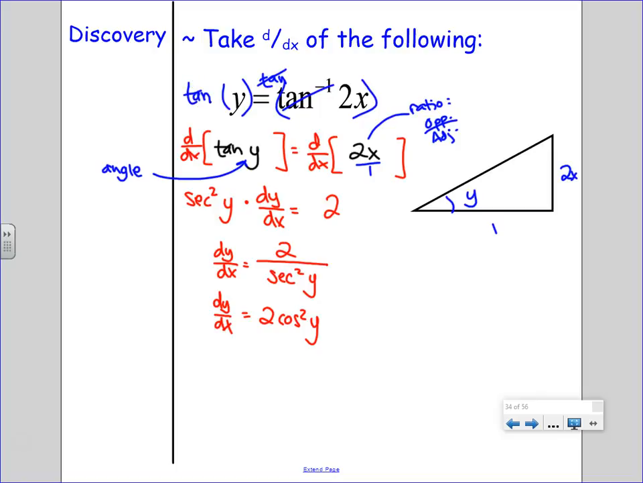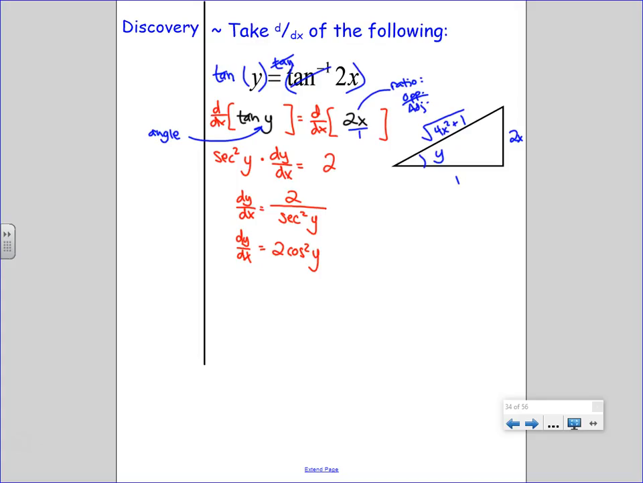How could I solve for the third side? Pythagorean theorem: 2x squared plus 1. 2x times 2x is 4x squared plus 1. Now, how do I find cosine? Why am I finding cosine? What am I having you do? Go look at the triangle and say, wait a minute, we know who cosine is. So who is cosine? Adjacent over hypotenuse. Plug and chug.